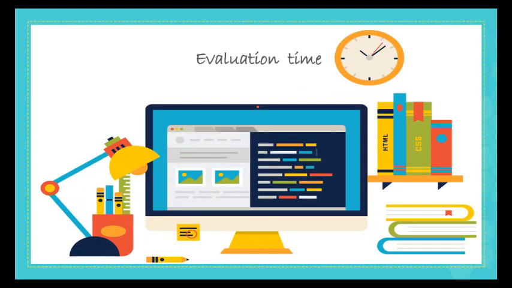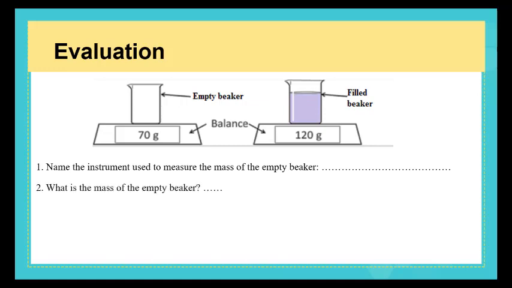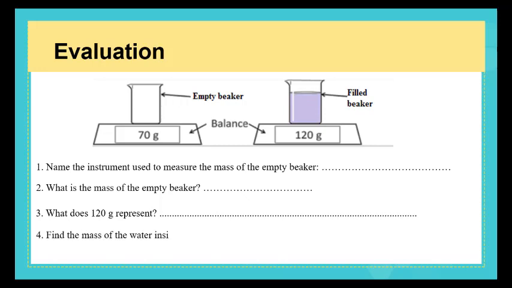Evaluation time. Look at this figure and then answer these questions. Name the instrument used to measure the mass of the empty beaker. What is the mass of the empty beaker? What does 120 gram represent? Find the mass of the water inside the beaker. Pause the video and start to solve it.